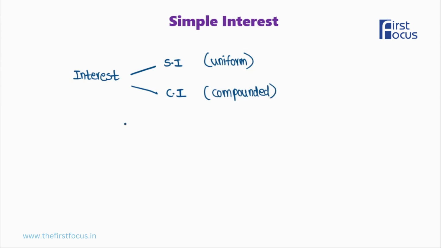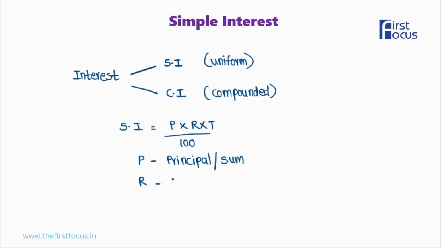The formula we use for simple interest is SI = PRT divided by 100, where P refers to the principal or the sum which is borrowed from the moneylender or bank for a certain period of time, R refers to the rate percent at which the interest is calculated, and T refers to the time period for which the principal amount is borrowed. Here we see some special sums so that we can understand simple interest better.